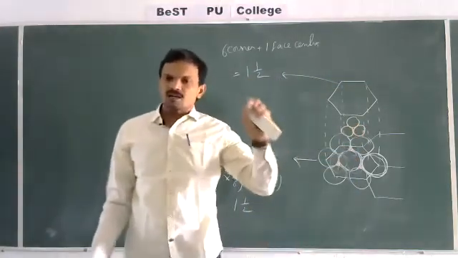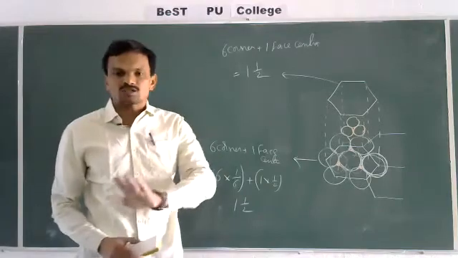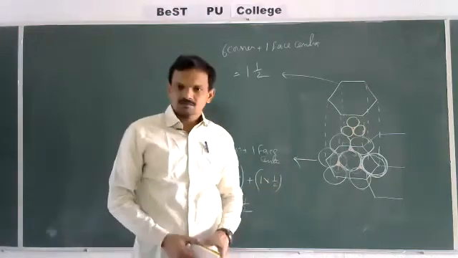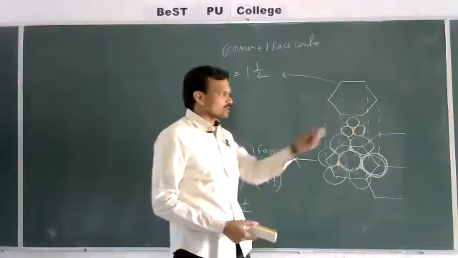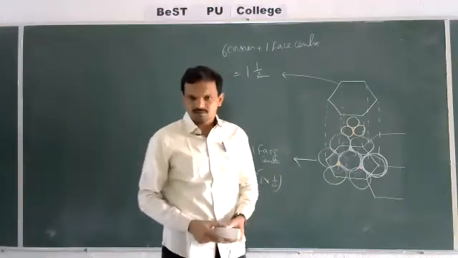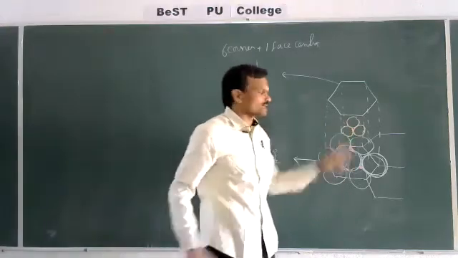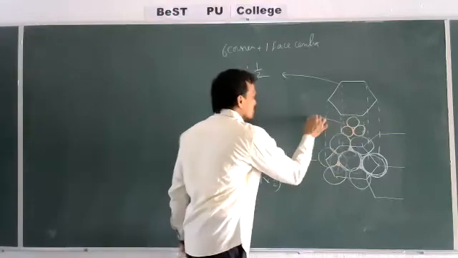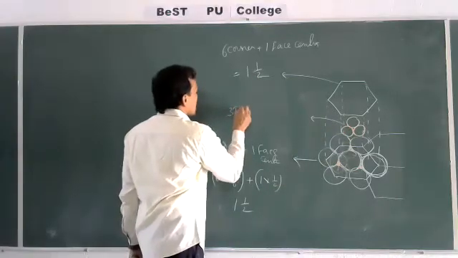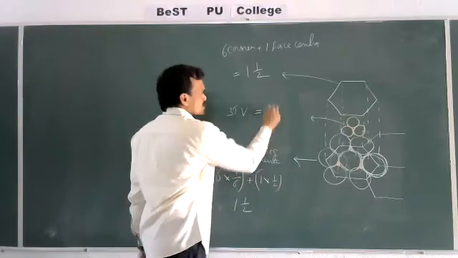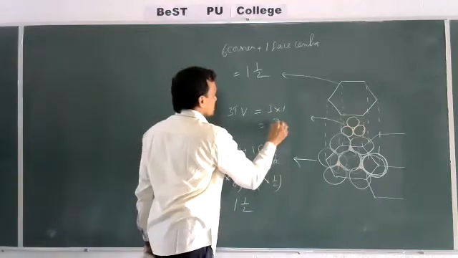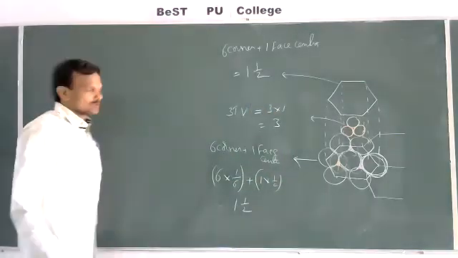See, the particle present in the tetrahedral void will not be shared with any other unit cells, because tetrahedral voids are present within the unit cell, inside the unit cell. So these 3 particles are not shared with any other unit cells. So these are the 3 tetrahedral voids. So the contribution of these 3 is 3 into 1, which is equal to 3.